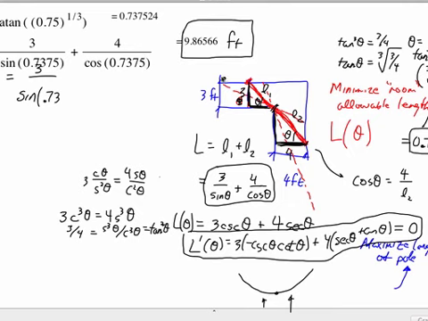Does it feel about right? Given the setup here, the 3-foot hallway and 4-foot hallway, does that seem like it's ballpark, that it could maybe get almost a 10-foot pole around that corner? Yeah, that's reasonable. If we came out to an answer of 4 feet, we would know that was wrong. If we got like 50 feet, we would know that's wrong. But that seems reasonable.